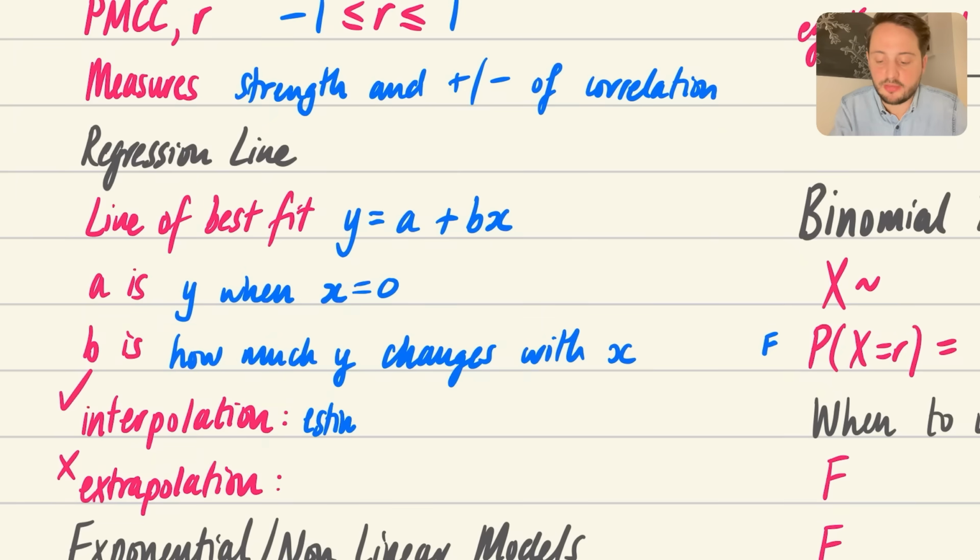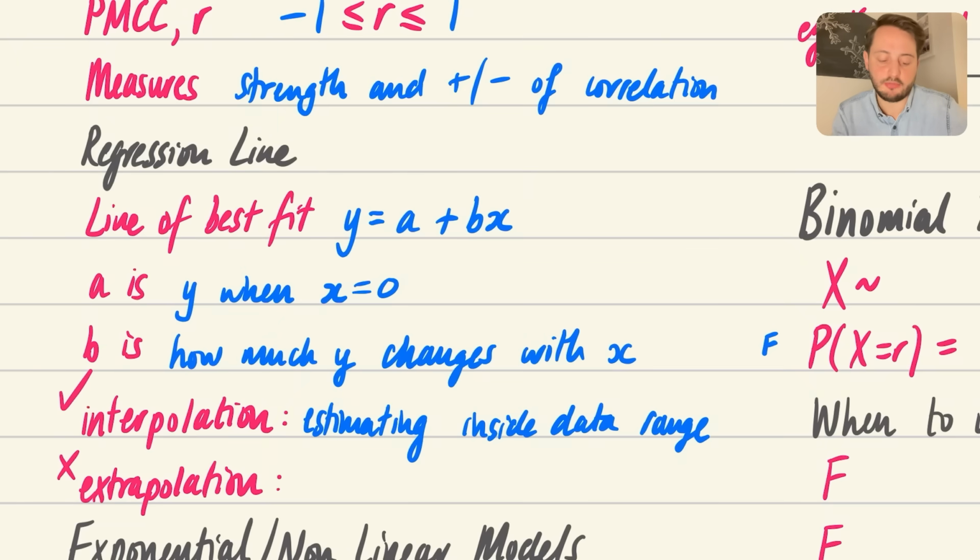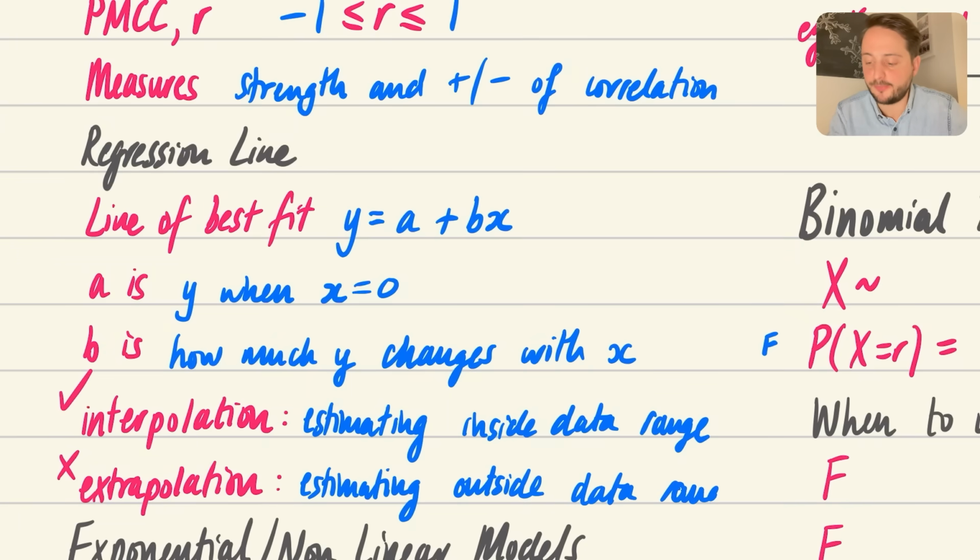Interpolation is when you estimate inside the data range. And I've put a tick next to that because interpolation is usually more reliable. Extrapolation has a cross because it is not a reliable thing to do. They love to ask these kinds of questions and say, why has someone done this wrong? And it's because usually they have gone outside the data range, which means they have been extrapolating.